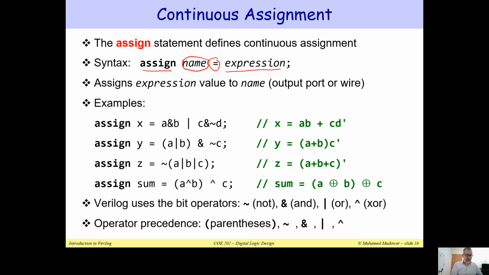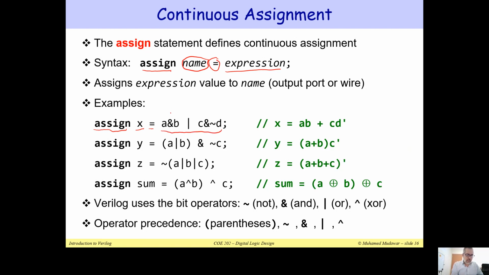So these are examples here. For example, you can write assign. You have to always start with the assign keyword. Now, this is called continuous assignment. I'll mention why it's called continuous, but let us focus first on the way that we write. So for example, here X is my name. As I said, it can be an output port, or it could be a wire. So you can only assign to wires or to outputs. And then you write here the assignment operator, and this is my expression.